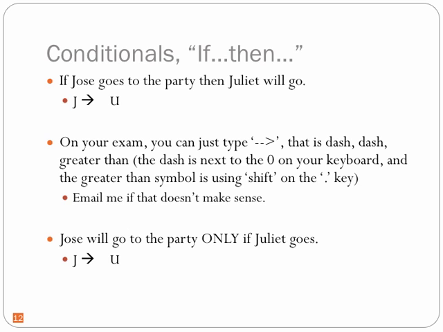Because Jose will go only if Juliet goes. In other words, if Jose goes, then Juliet goes. Or another way to think of it would be if Juliet doesn't go, then Jose doesn't go. Why? Because Jose will go only if Juliet goes. Okay, so be careful. What I put there is actually incorrect, so you want to cross that off. The right answer is J arrow U.